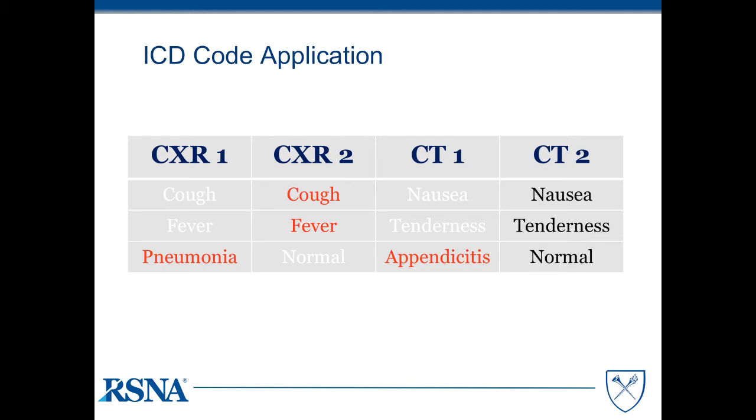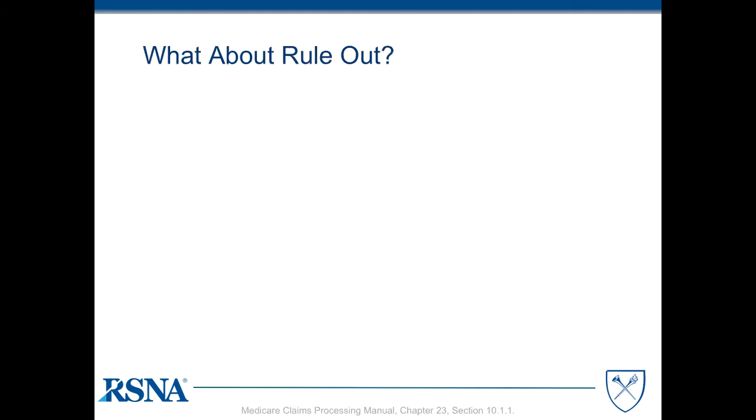But what happens if this patient doesn't have appendicitis? Hopefully you can see where I'm going. She came in with nausea and tenderness, and that's what your coders are going to code out because that's the highest level of diagnostic information that's available. But sometimes all we give our coders is "rule out appendicitis," and we don't give them anything to code our cases. So what about rule out?